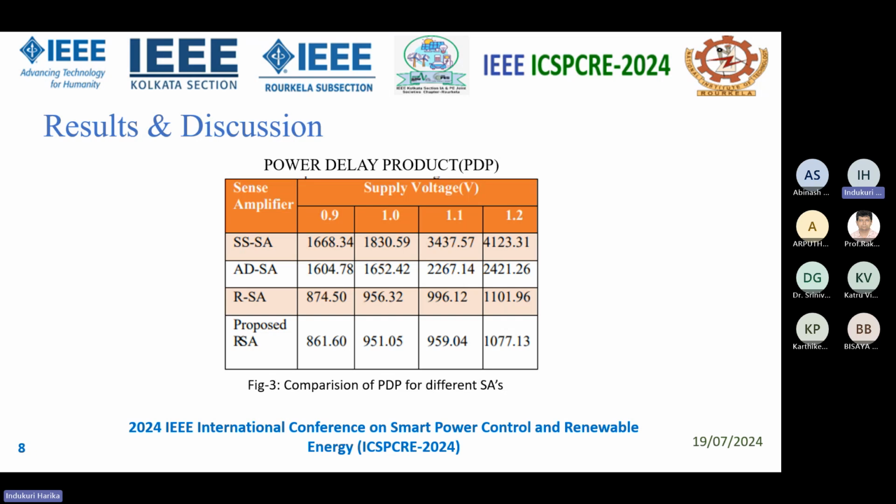So the power delay product of the proposed sense amplifier for an ideal 1 volt is 951.0.5 nanowatt square. The power delay product is mainly used as a metric to evaluate the energy efficiency of a digital circuit or system. It is mainly calculated from the average power consumption and the delay of the circuit or system.